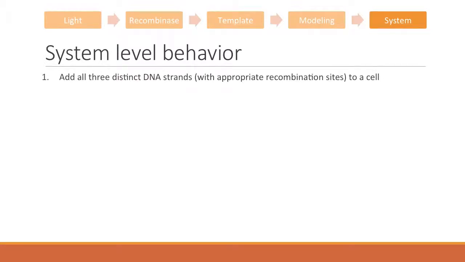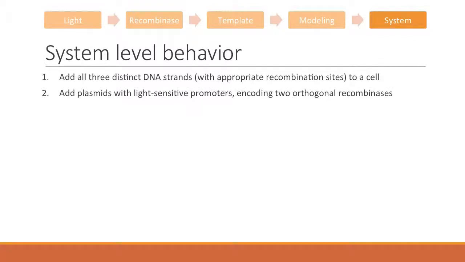Add all 3 of those distinct DNA strands, as shown in the slide on the logic gate template, into a cell. Make sure that all the recombination sites match exactly with the diagrams shown here. Add in plasmids with the light-sensitive promoters, encoding 2 orthogonal recombinases. These plasmids encode the light-sensitive kinase that's used to actually enable photosensitivity in the system.